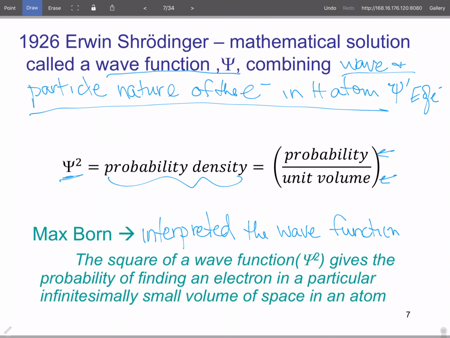So Schrödinger's equation combines the particle and the wave nature of the electron. However, there's not a whole lot you can do with it until Max Born comes along and he says, wait a minute, if we square this thing, then that gives us a probability density so we know approximately where the electron is located. But again, we can't say it's there. We have a probability of finding it there.